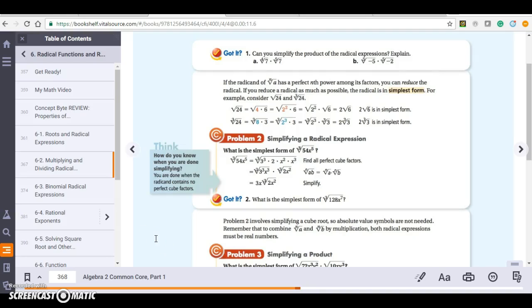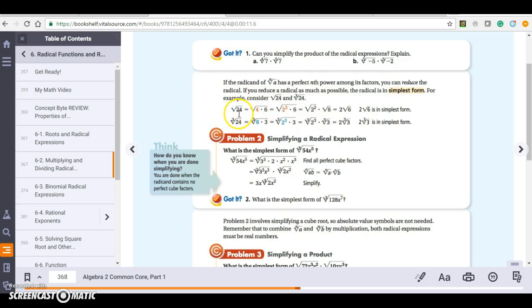Okay, let's take a look at problem 2 now. Up above it says, if the radicand of the nth root of a has the perfect nth power among its factors, you can reduce the radical. If you can reduce a radical as much as possible, the radical is in simplest form. For example, consider the square root of 24 and the cube root of 24.